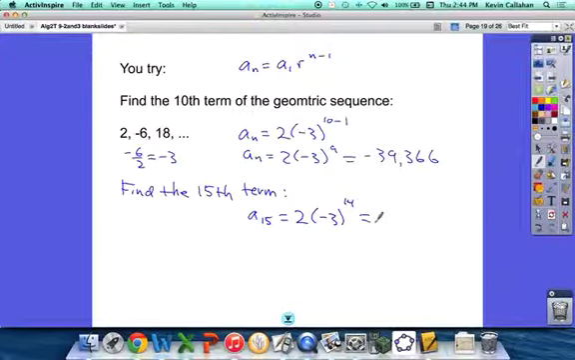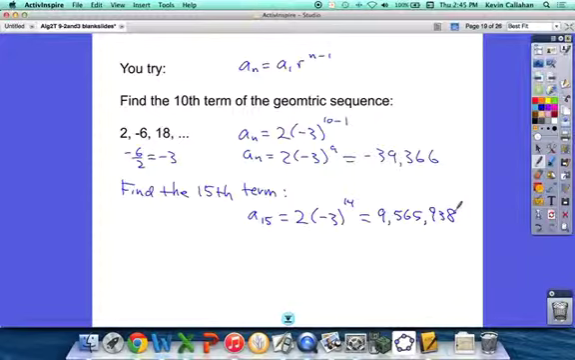So it should have been positive 9,565,938. Now, that was interesting. The answer is positive. If you got negative, you didn't put the negative 3 in parentheses.